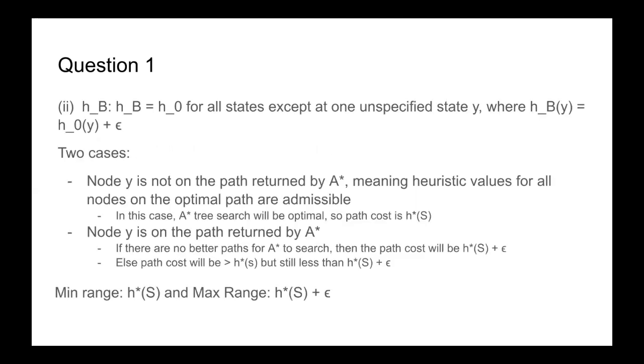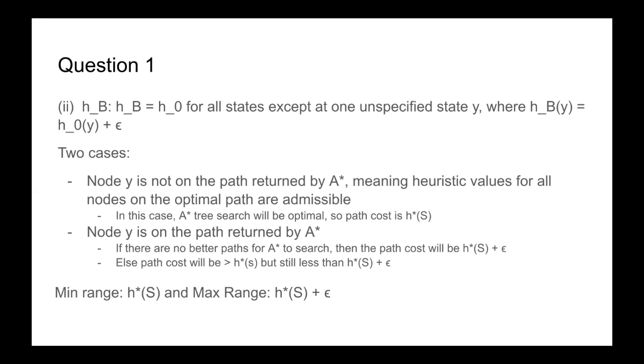Next, if we look at H sub B, which is very similar to H sub A, it is equal to H sub naught for all of the states in the graph, except for one unspecified state Y, where H sub B of Y is equal to the value that H naught gives you at state Y plus some arbitrary epsilon, which is a positive number.